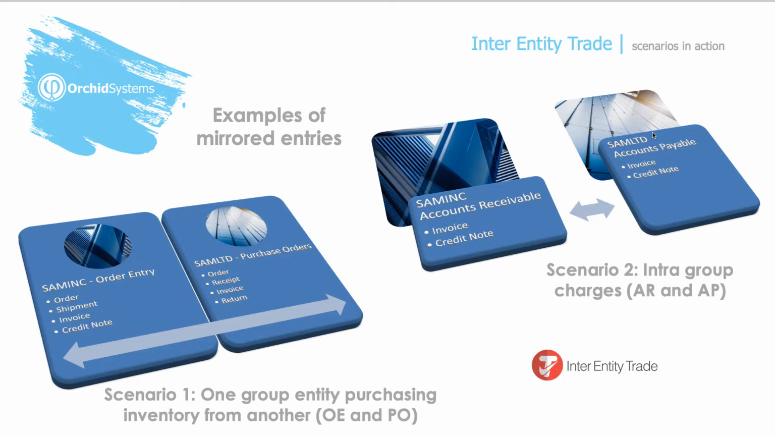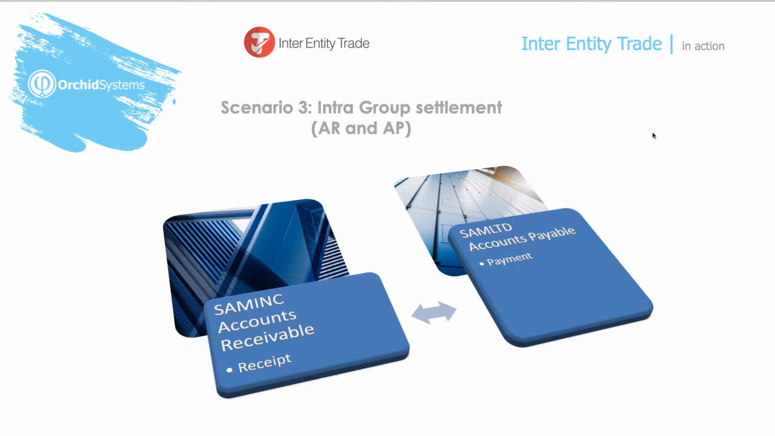Scenario two, we're looking at intra-group charges, where accounts receivable in the first company is creating the related accounts payable invoices and credit notes in the second company. In this third scenario, we've got the settlements, the cash movement being automated. So you can either enter a receipt or a payment, and the reciprocal transaction will be created for you in the other company.